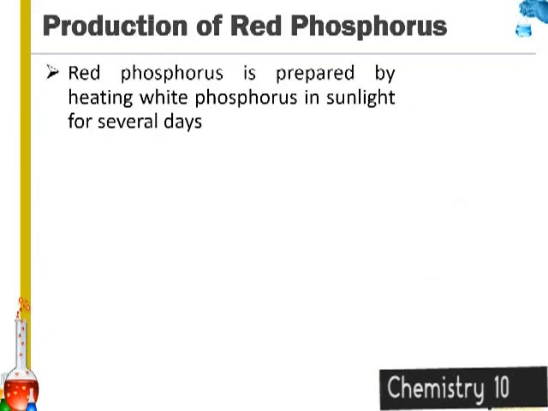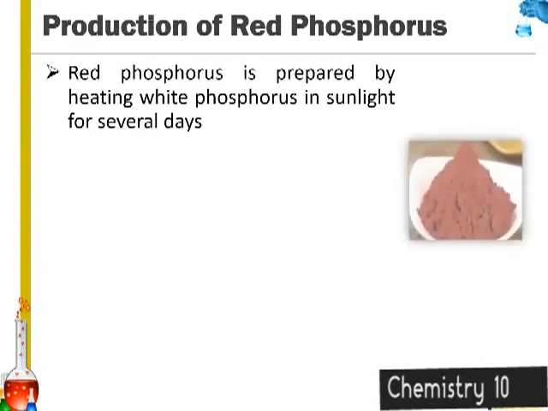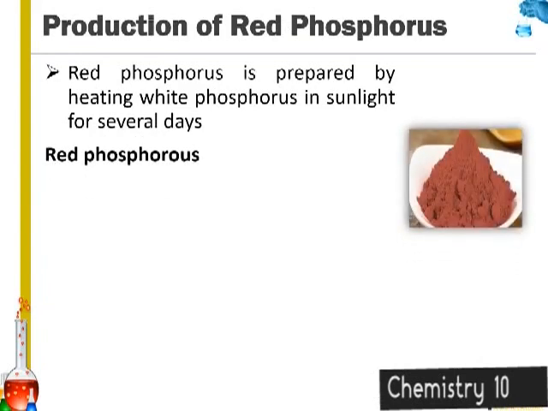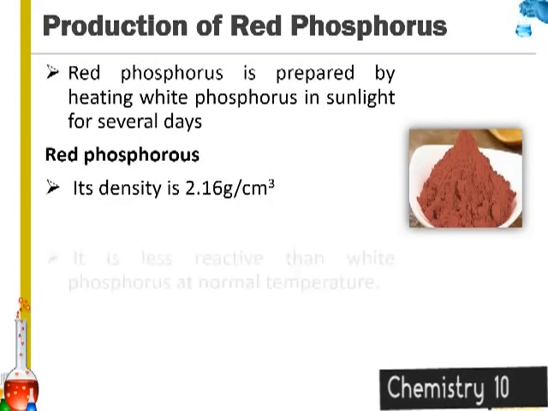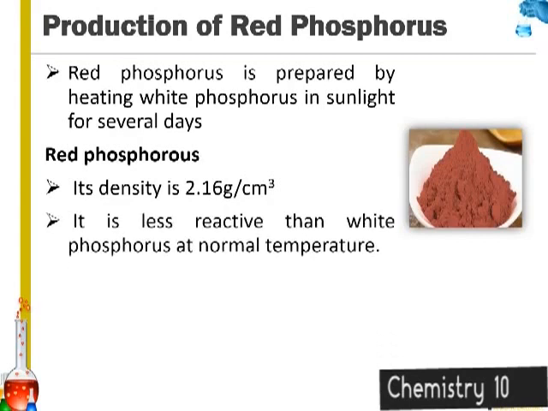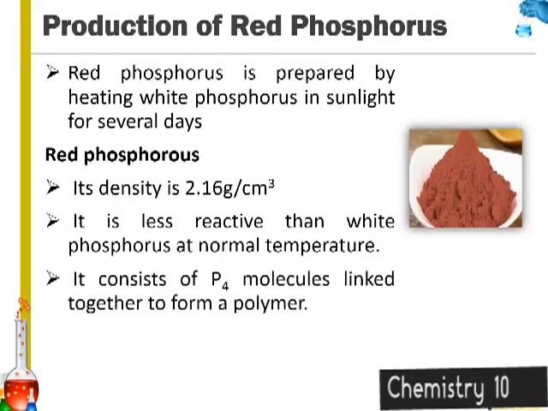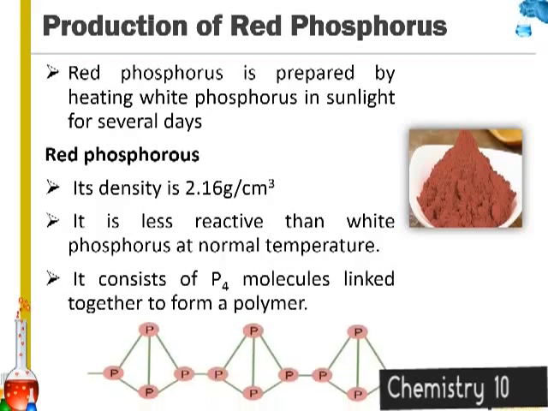Red phosphorus is prepared by heating white phosphorus in sunlight for several days. Red phosphorus's density is 2.16 grams per centimeter cubed, and it is far less reactive than white phosphorus at normal temperature. It consists of P4 molecules linked together to form a polymer, and this is what makes it more stable.